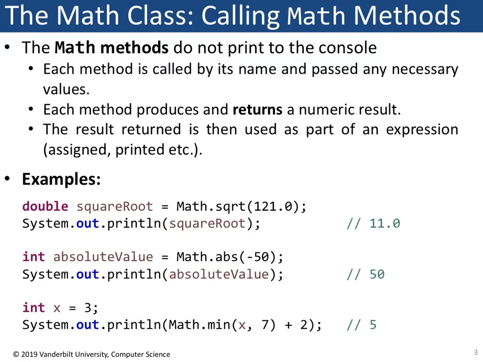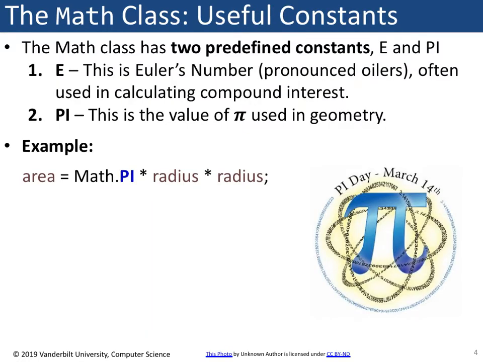So the math class contains methods which are helpful. So square root, absolute value, min, max. These are all methods which are part of the math class. Along with the methods which are contained in the math class, there are also two constants which are defined in the math class. Those are e and pi. E being Euler's number and pi being 3.14159 and so forth.